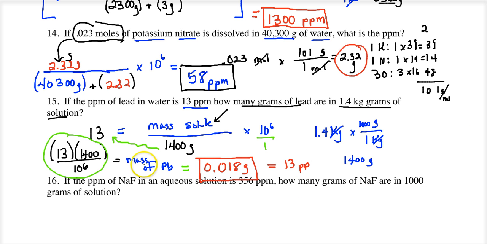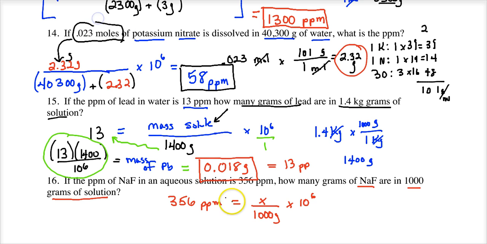Last question. Again, start and stop me if you want. If the parts per million of NaF is 356 ppm, in this case they're giving me 356 as my parts per million. They're asking for how many grams of NaF. That's my solute, so that's my unknown. In 1,000 grams of solution, this is the entire mass of the solution, so this is 1,000 grams. Notice I'm in the same units. And I'm going to times that by 10 to the 6th. Well, let's rearrange our formula.